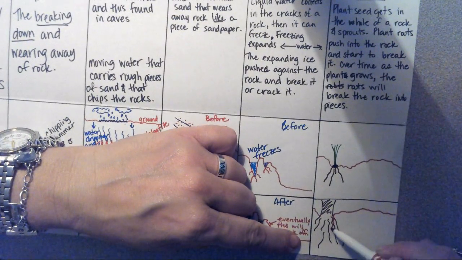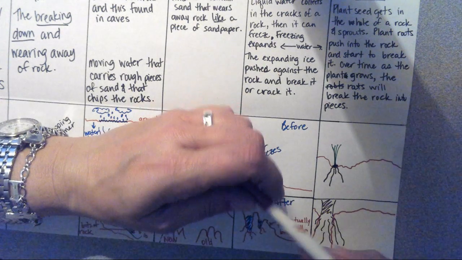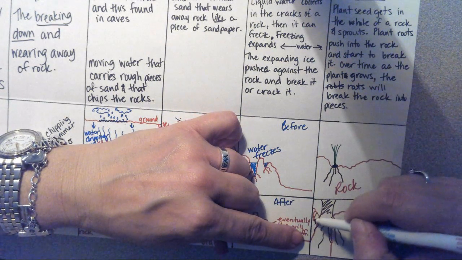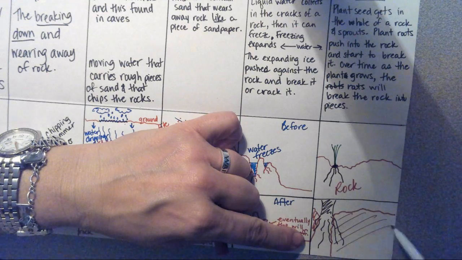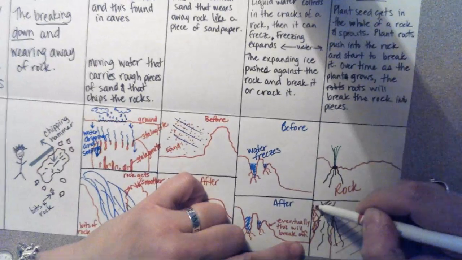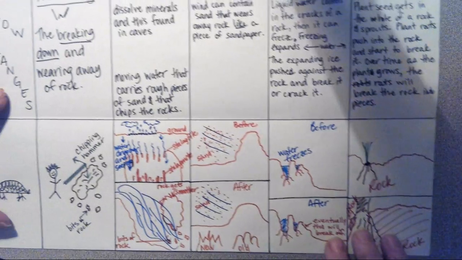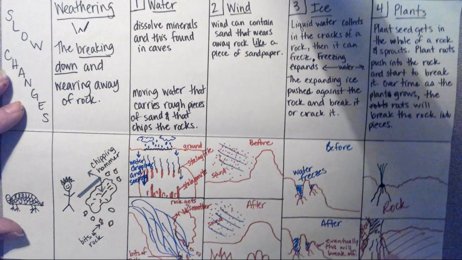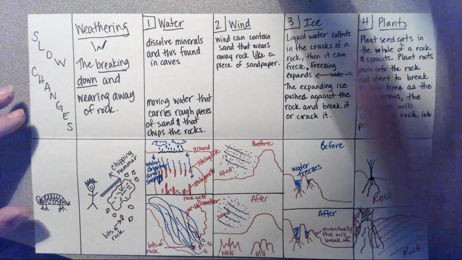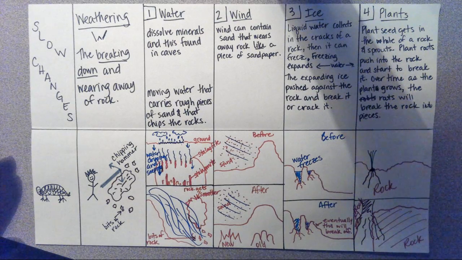So now I have two pieces of rock. So this right here is one big rock, and then this here is a rock. So I have rock here and rock here. Okay? I think I can get it all in here. So that is weathering.